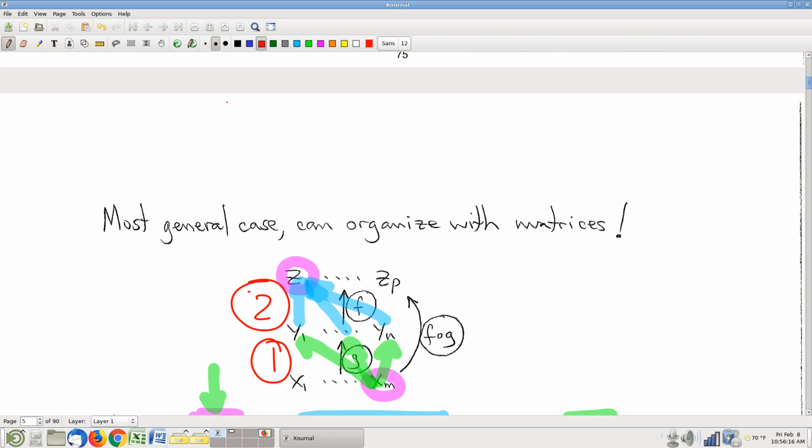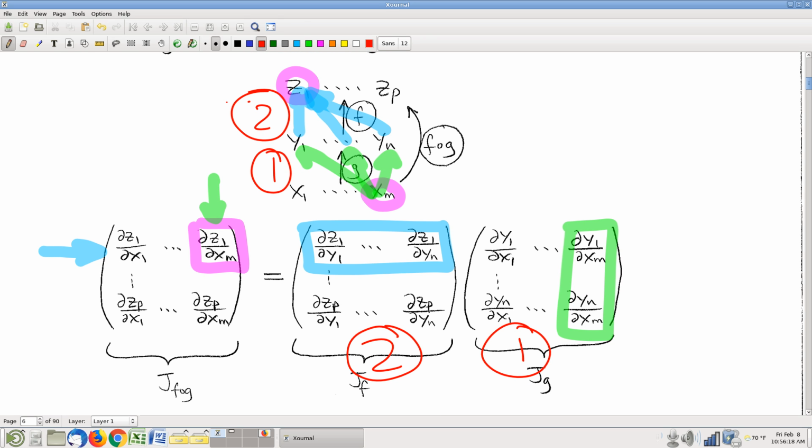Here's the problem. If you have this scenario, there are lots of different partial derivatives to talk about. You might say that there are p different z variables. There are m different x variables with respect to which you could take the derivatives of those p different z variables. You've got a bunch of different partial derivatives that you could conceivably want to compute, right?